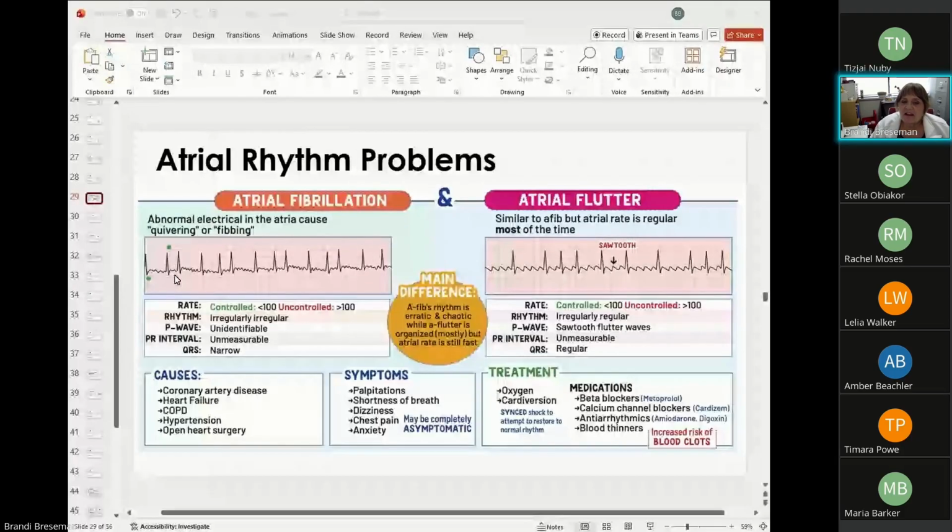If I can't identify a P wave, I can't measure a PR interval. I have to be able to identify a P wave to start the measurement of my PR interval. So my PR interval is unmeasurable.